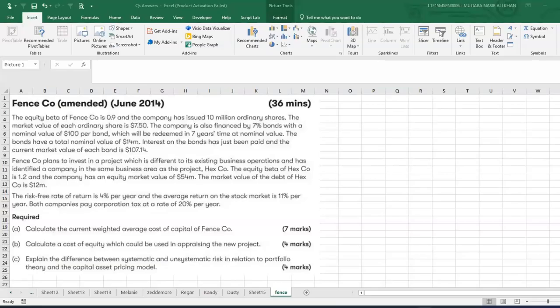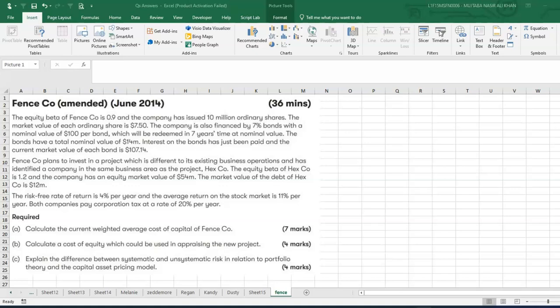First requirement is to calculate the weighted average cost of capital of the Fence company. There is no need of doing ungearing, regearing in the first part. Part B, calculate a cost of equity which could be used in appraising the new project. There must be ungearing and regearing in the second part. Explain the difference between systematic and unsystematic risk in relation to the portfolio and the capital asset pricing model.